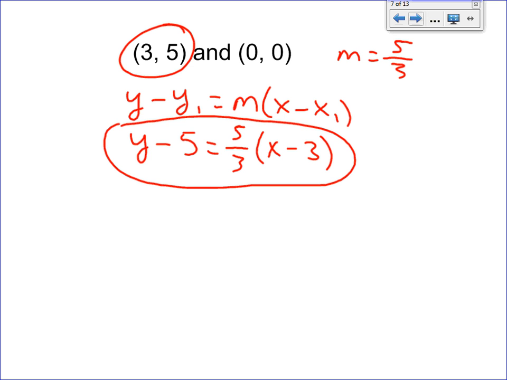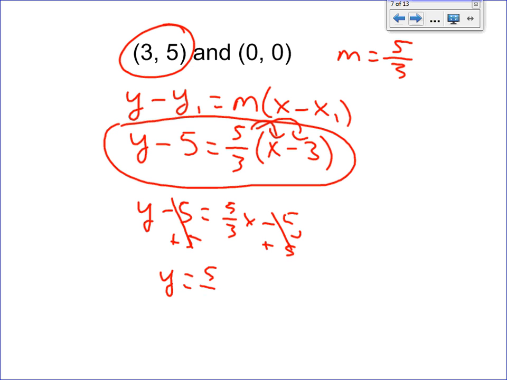Now to convert this into slope intercept form, we have to distribute. Y minus 5 equals 5 over 3x minus 5. Add 5 to both sides to get the y by itself. Y equals 5 over 3x. And that's exactly the same thing. So now it's in slope-intercept form.